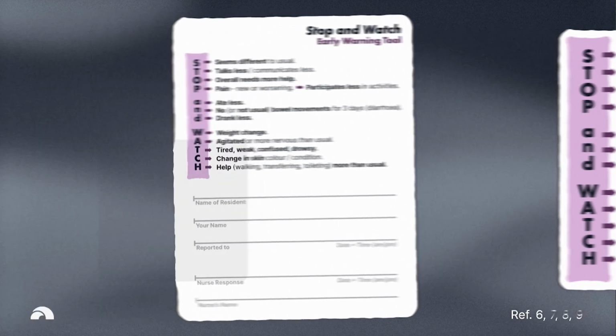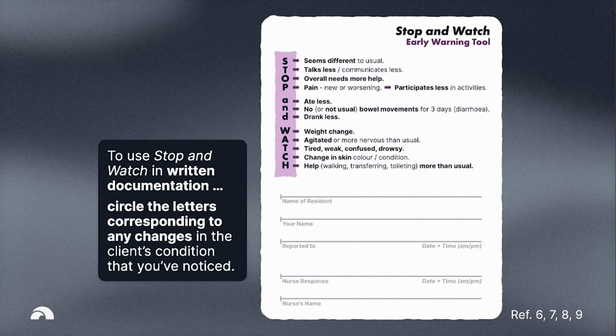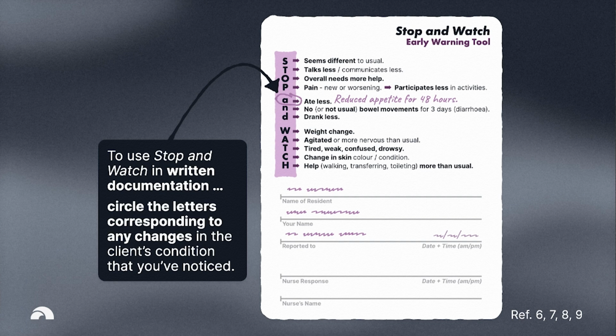To use the Stop and Watch Early Warning tool in written documentation, you should circle the letters corresponding to any changes in the client's condition that you have noticed. For example, if you notice that a client has a decreased appetite, you would circle the letter A in AND. You should also describe the change you have noticed, for example, reduced appetite for 48 hours. You then need to write your and your team leader's names and provide your team leader with a copy of the form.